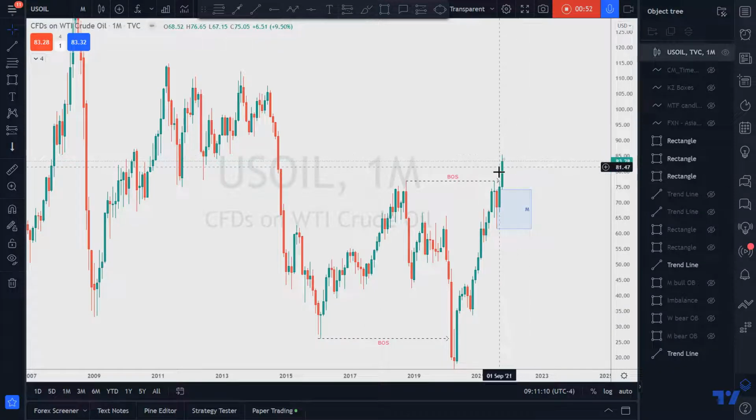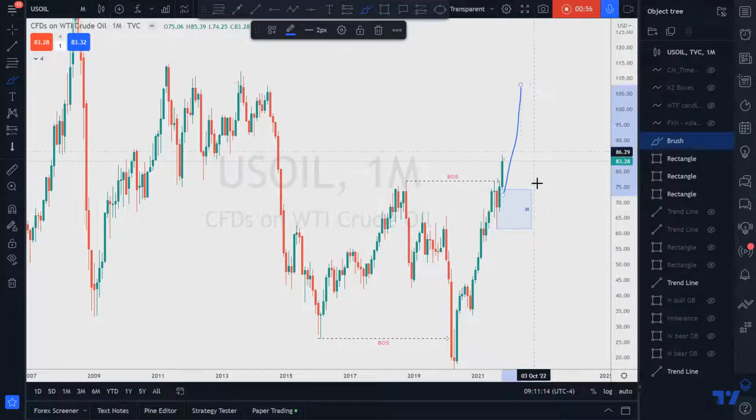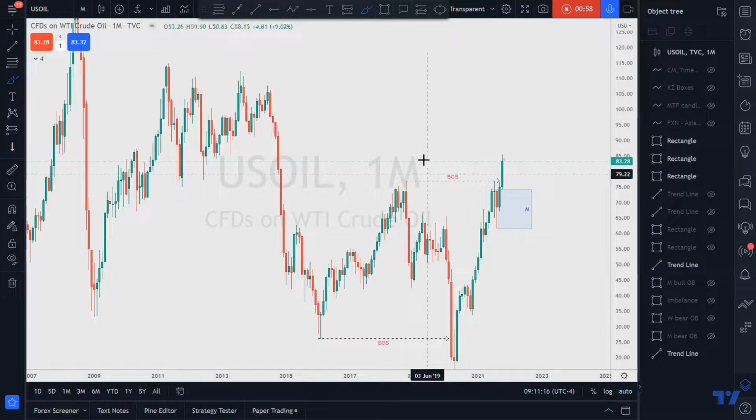All right. Doesn't mean it's going to go, you know, from here to the moon. That's not the way structure works. You have to work within structure. So what are we talking about? We're talking about after making lower low, lower high, lower low, breaking this lower high, we made a higher high.